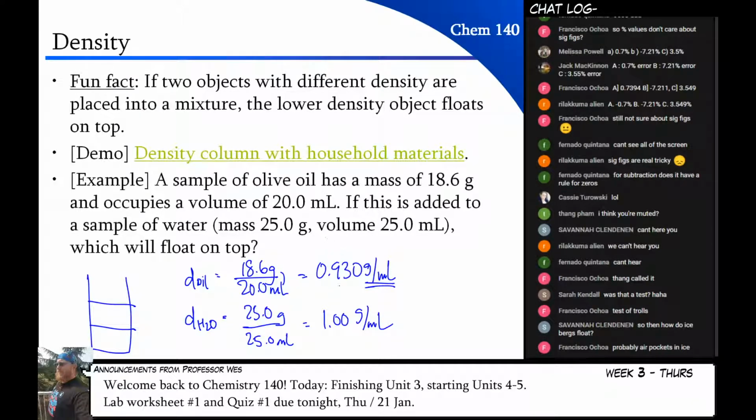Which one has a higher density? Well, 1 gram per milliliter is higher than 0.930, so the oil is going to go like this, and the water is going to go down here.